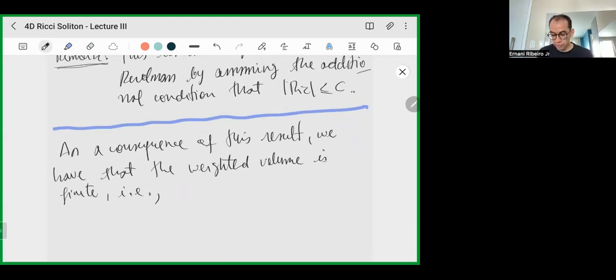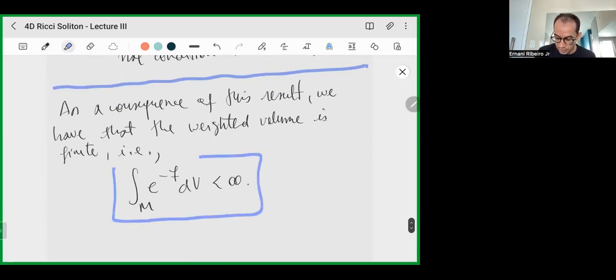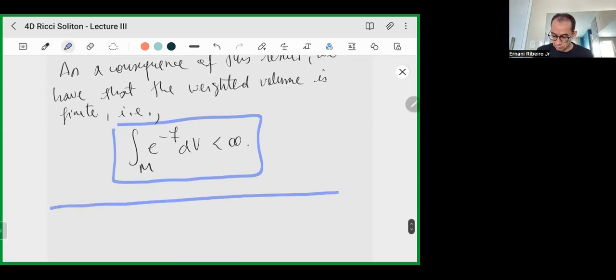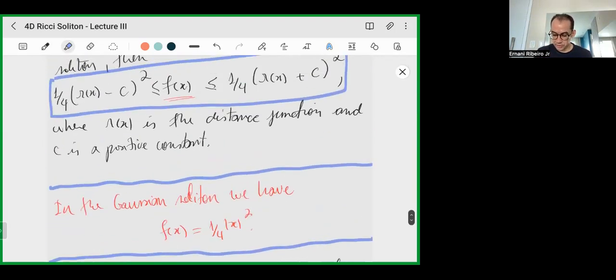That is, if you have an n-dimensional complete gradient shrinking soliton, then the integral with this weight here is finite. Remember, this is a complete manifold, so the volume must be infinite, but the result guarantees that this weighted volume must be finite. And this information will be very useful for us in the next lecture, where we discuss some rigidity results. This information will be used a lot. And also, before continuing, as I said, this is a very important estimate.